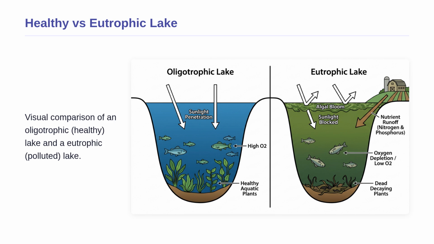Nutrient runoff from the nearby farm has fueled a massive algal bloom at the surface. You can clearly see how this green layer blocks the sunlight. Without light, the bottom plants die and decay, which depletes the oxygen, leading directly to the fish kills shown at the bottom. This diagram perfectly summarizes the tragic biological shift we have been discussing.